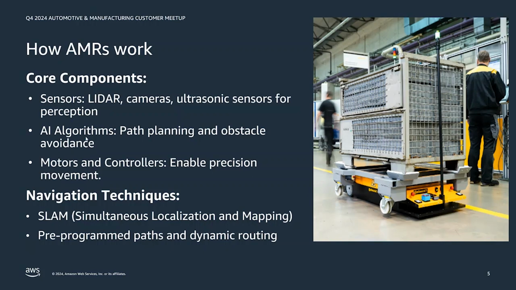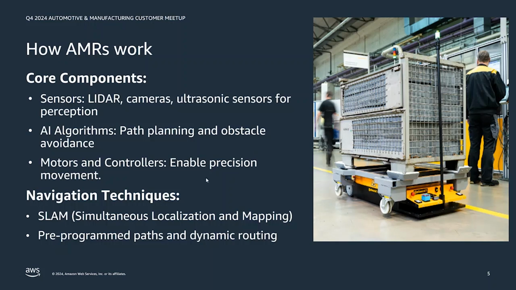There are AI algorithms running inside the IPC, inside the robot, which help in path planning and obstacle avoidance. And then there are the hardware parts: motors, controllers, the tires, and other steering things, which control how the robot moves around the map. And there are quite a few navigation techniques. The one we are heavily dependent on is SLAM, which stands for simultaneous localization and mapping. There are things like visual odometry and beacon-based navigation, but we are using SLAM in most of our use cases.